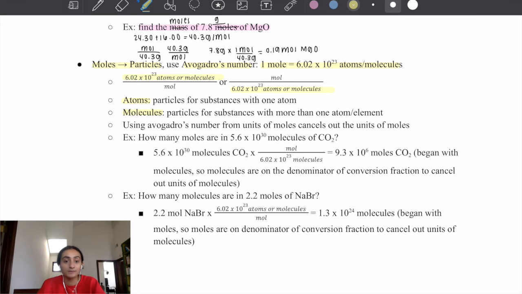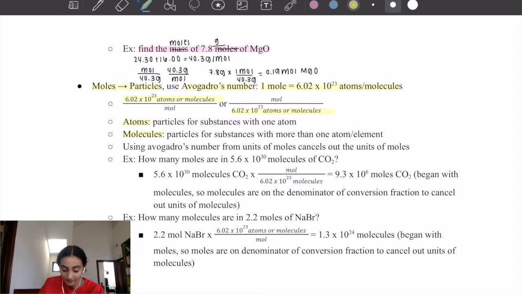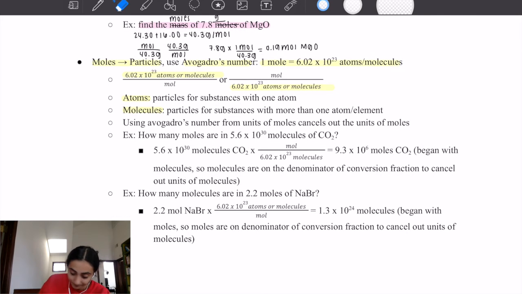However, molecules are particles for substances with more than 1 atom or element. So NaCl, that's 2 elements, and that can be classified as a molecule. So here I wrote that when you use Avogadro's number from units of moles, the moles cancel out, because if you have a mole over here, these will cancel out and you'll be left with just particles.